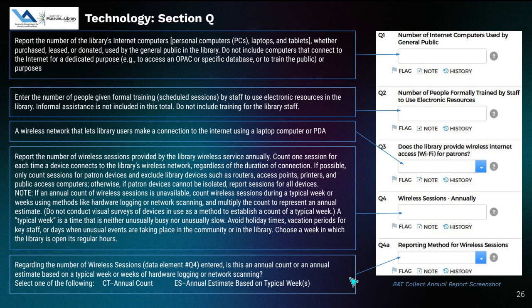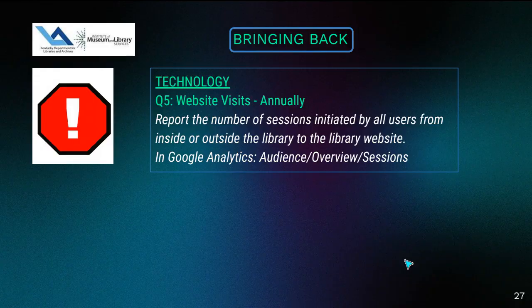And then Q5. Regarding the number of wireless sessions entered, is this an annual count or an estimate? So you have a drop down here, and you're going to choose CT for annual count or ES for annual estimate based on typical week or weeks. Okay, any questions on Q1 through 4? Okay, let's go ahead and move forward to Q5.